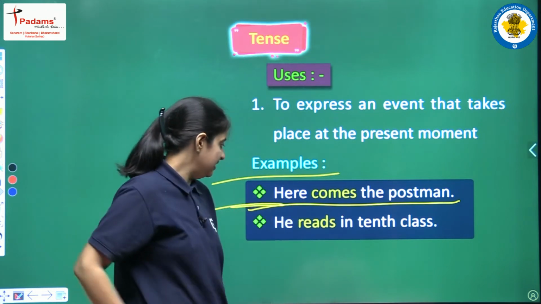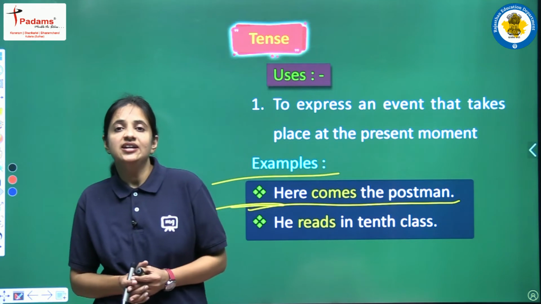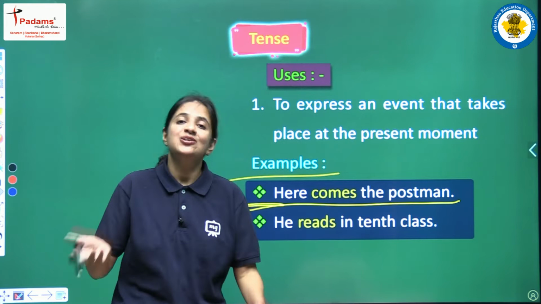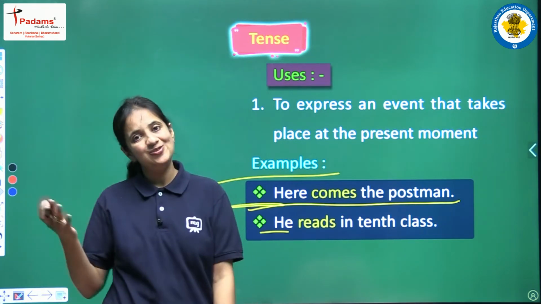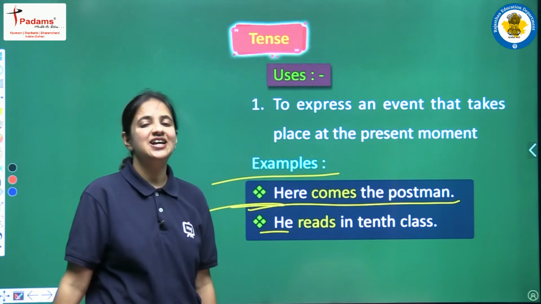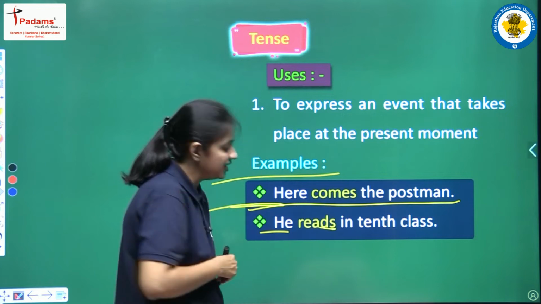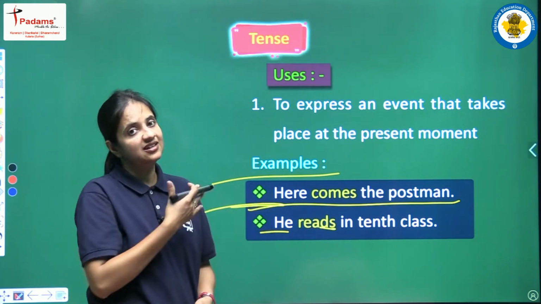And now the second example is he reads in 10th class. So someone is asking to you that in which class do you read, suppose. Okay, so how will you answer? You will answer that I read, but here we are having he. So again you have to remember all the rules, that if we are having a singular subject, then yes, we will add s or es. So you will answer that he reads in 10th class.